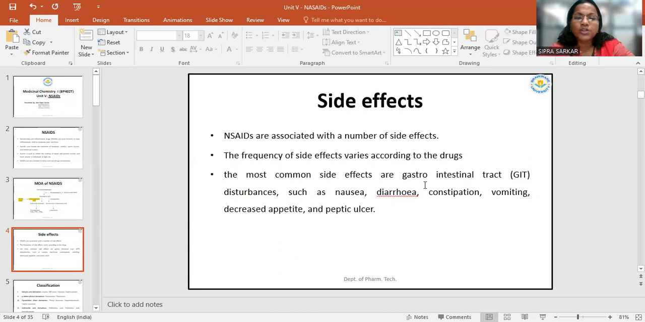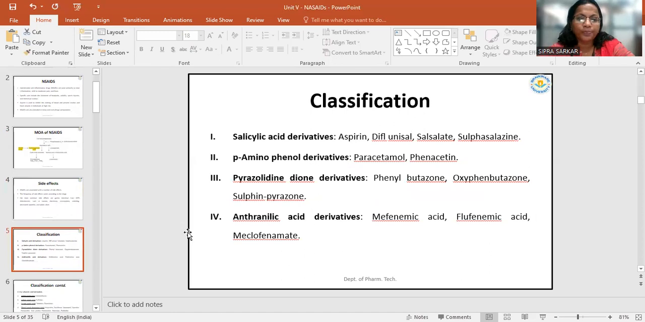The most common side effects are gastrointestinal tract disturbances such as nausea, diarrhea, constipation, vomiting, decreased appetite, and peptic ulcer, which is the most common. Hepatotoxicity, a liver problem, is also there, and so are other problems. So whatever the problem, we have to study the drug.